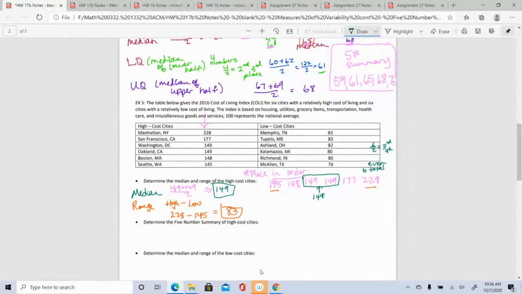But we need to find the 5-number summary. Now we know the low number, we know the median, and we know the high number. What else do we have to know for the 5-number summary?